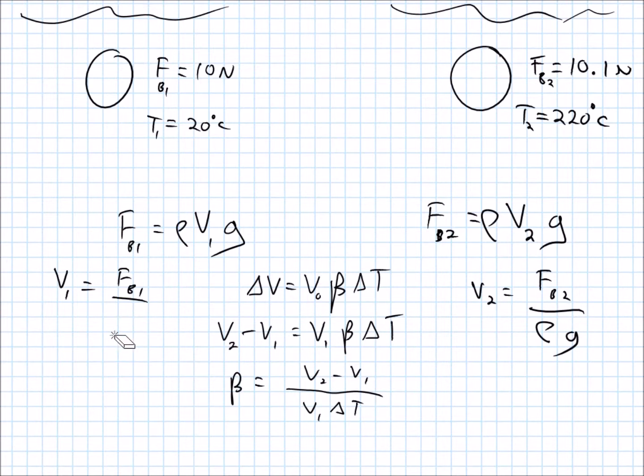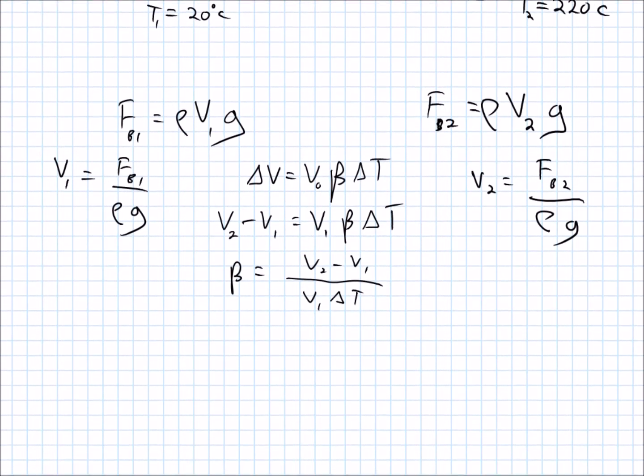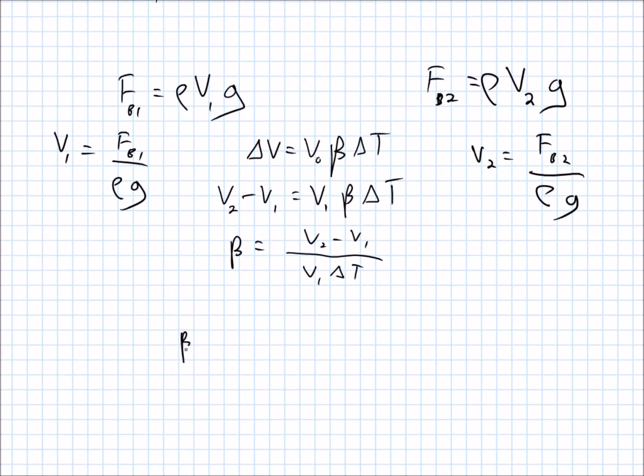Oops, did that one wrong. There we go. Having done that, we can plug these definitions of volume in. We get beta equals force 2 over rho g minus force of buoyancy 1 over rho g, divided by volume 1, which is force of buoyancy 1 over rho g, times the change in temperature. I'm just going to say force 2 because I'm lazy here.